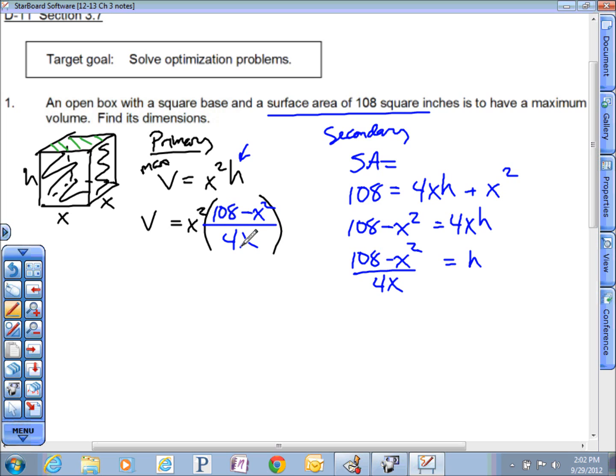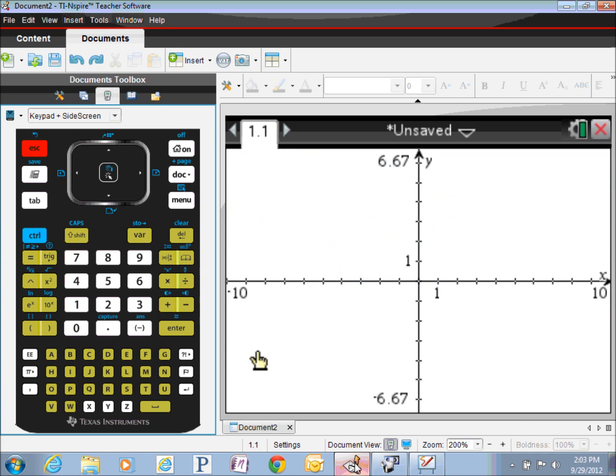And I guess if we wanted to, we could make this a little bit easier. Let's cancel some x's. I'm thinking when it goes in my calculator, it might be nice not to have to deal with all this. So let's cancel out this x on the bottom with one of these x's on the side. So 108 divided by 4, I think, is 27. Distribute the x. So how about 27x minus a 1/4 x cubed. So there's my equation that's going into my calculator. So 27x minus 1/4 x cubed. So let's go to my calculator again.